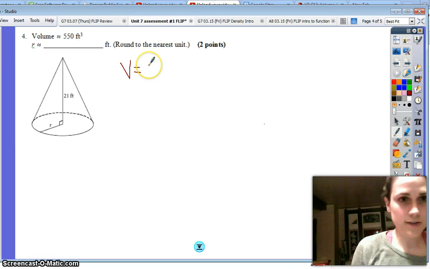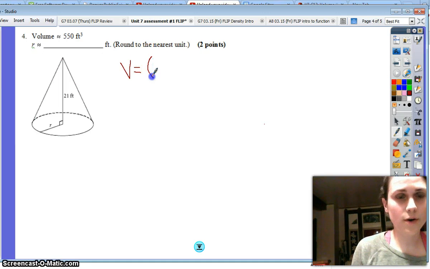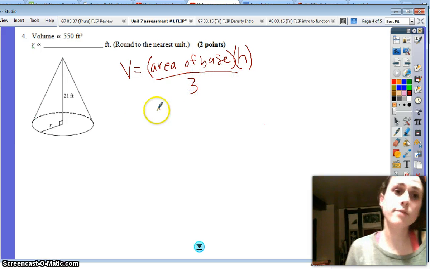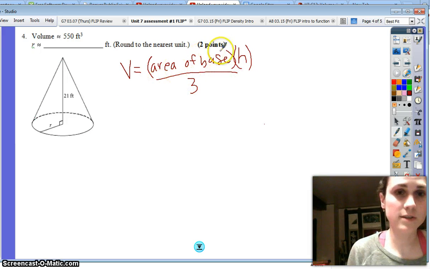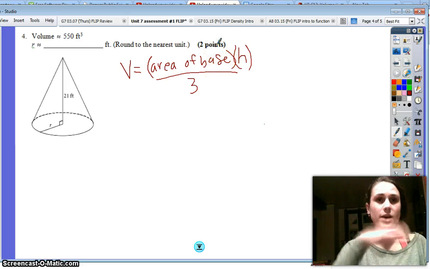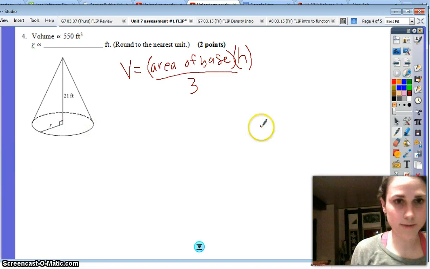We're going to start this problem by writing down what we know. We have a cone, and the volume formula for a cone is the area of the base times the height of the figure divided by 3. That's for any one-based figure. Unlike a two-based figure, like a cylinder or a prism, for cones and pyramids we have to divide by 3.